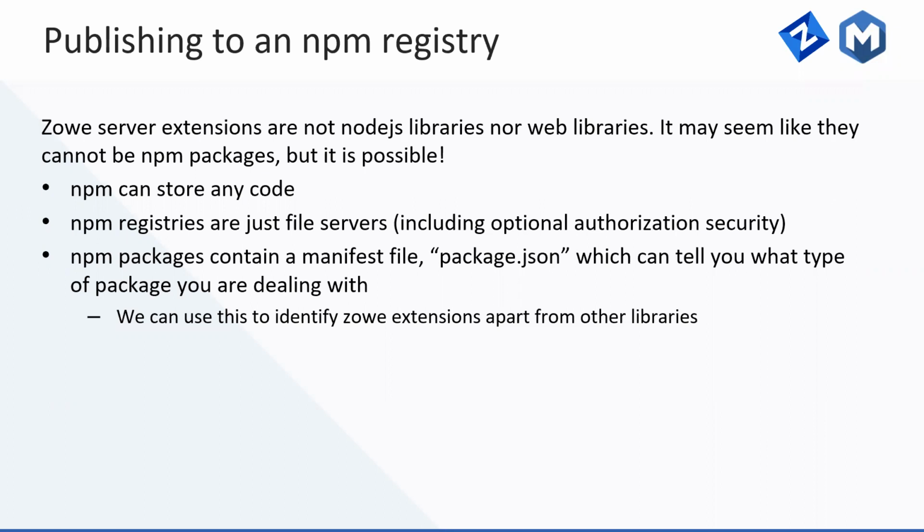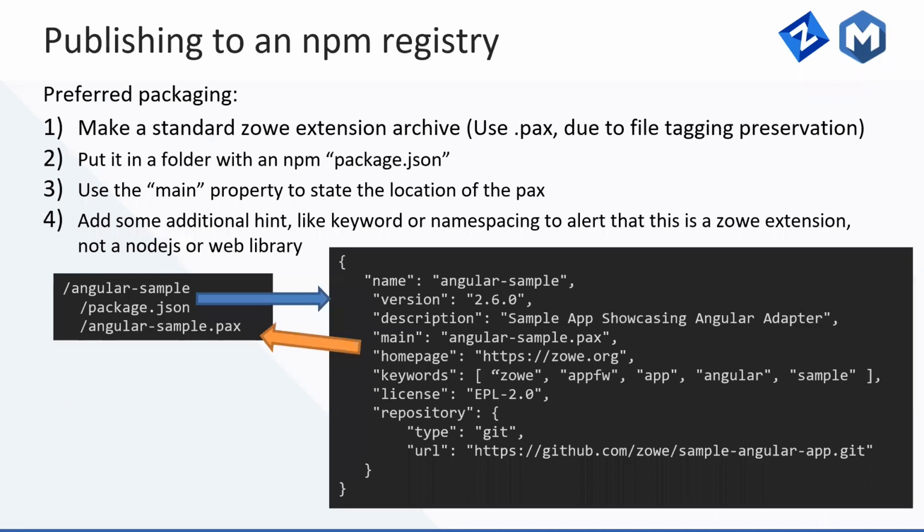So what we realized is that the best way to preserve extensions as is, is to take the archives of whatever Zowe extension that you currently have and just put it inside of an NPM package. So the simple onboarding that you can do to take your existing product and put it onto an NPM registry that Zowe could then use is to get your existing Zowe extension archive, preferably PAX because it has file tagging preservation, and put it inside of a folder with a file called package.json.